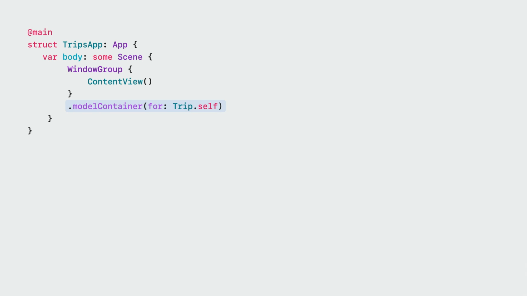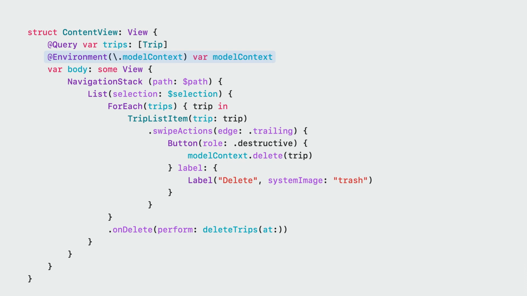The modifier binds the new model context key in the environment to the container's main context. The main context is a special main actor-aligned model context intended for working with model objects in scenes and views. By using the model context from the environment, view code has easy access to the context used by the query here, so that it can perform actions like delete here.